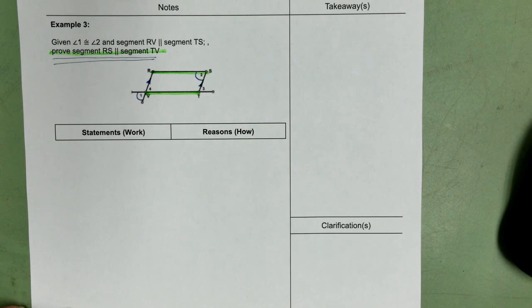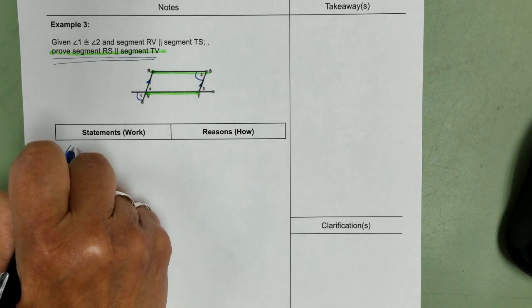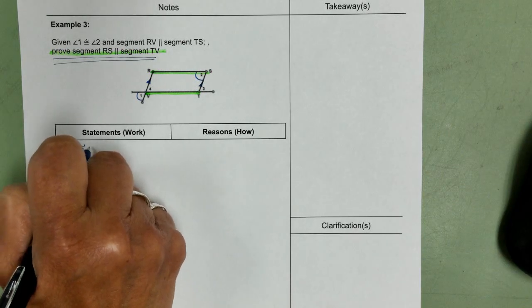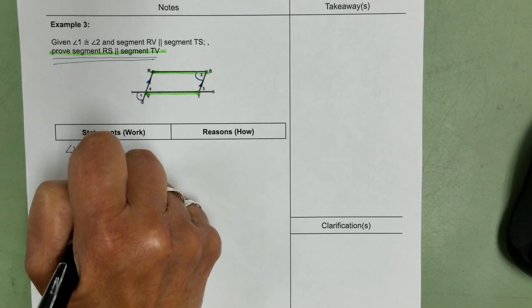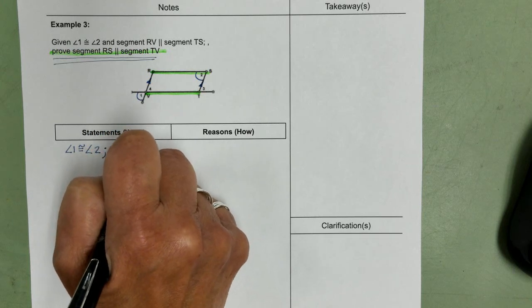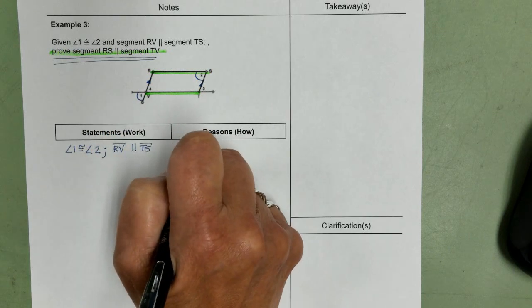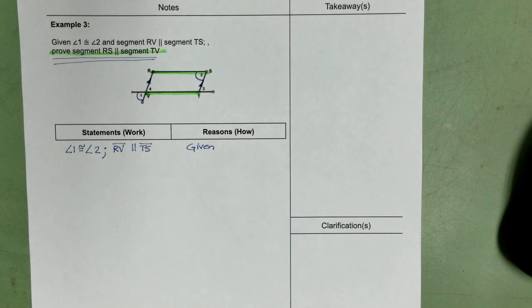All right, so now we're going to take this from scratch. The first thing you're going to do is write down what you're given. So angle 1 is congruent to angle 2. Segment RV is parallel to segment TS. And our reason is given. Okay? So let's look at our diagram.